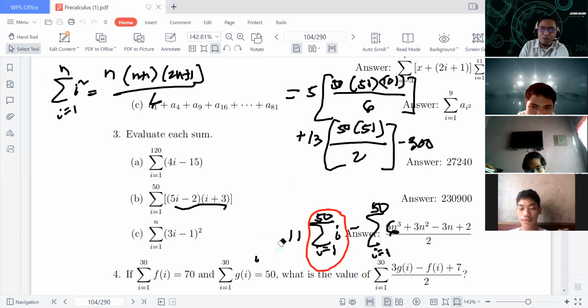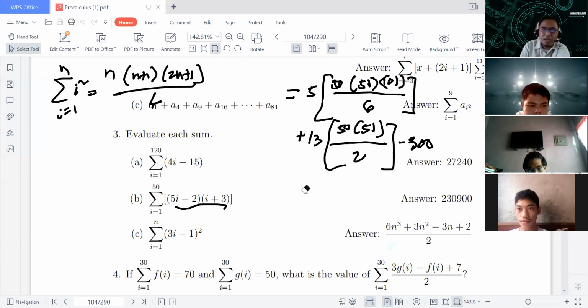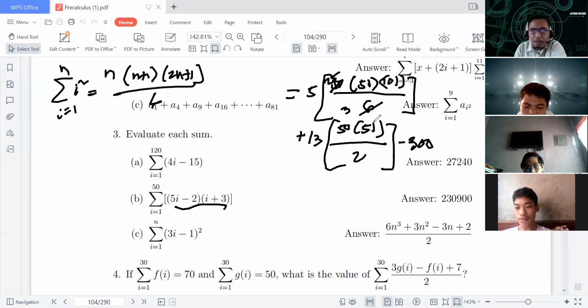Okay, next, we simplify. Do the math. Right? Here it can be reduced. It is just 25. This is just 3. Right? Correct?